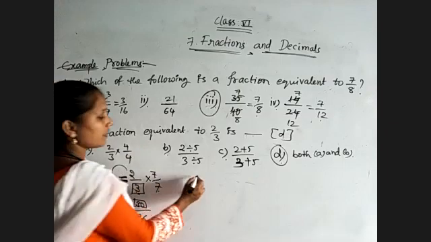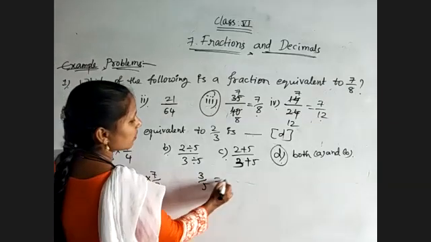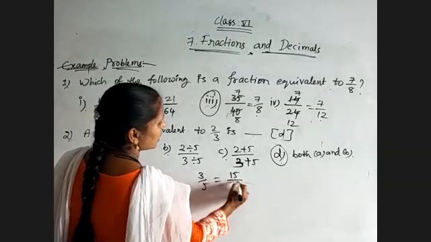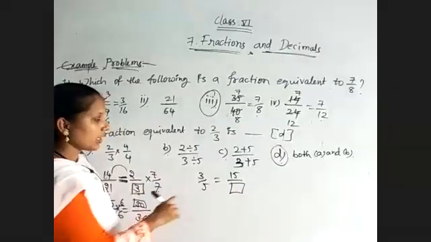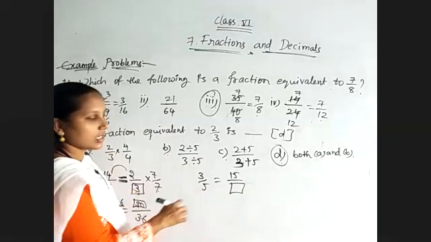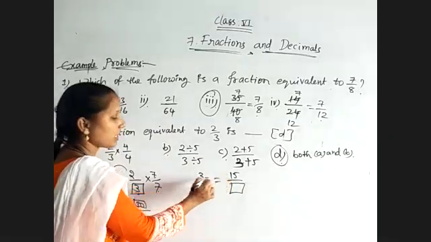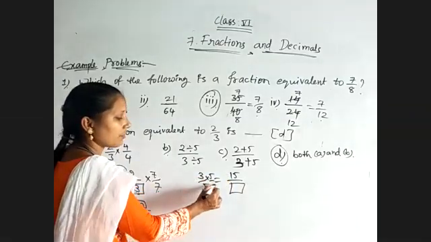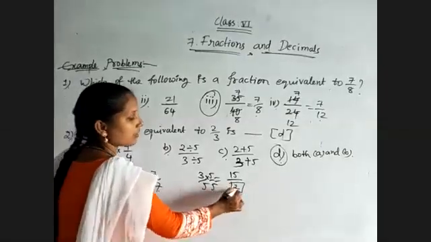For suppose I have 3 by 5 is equal to 15 by dash. So here 3 and 15 are the numerators. So in 3 table when we are getting 15, 3 fives are 15, so 5 by 5. 5 fives are 25. That's all.